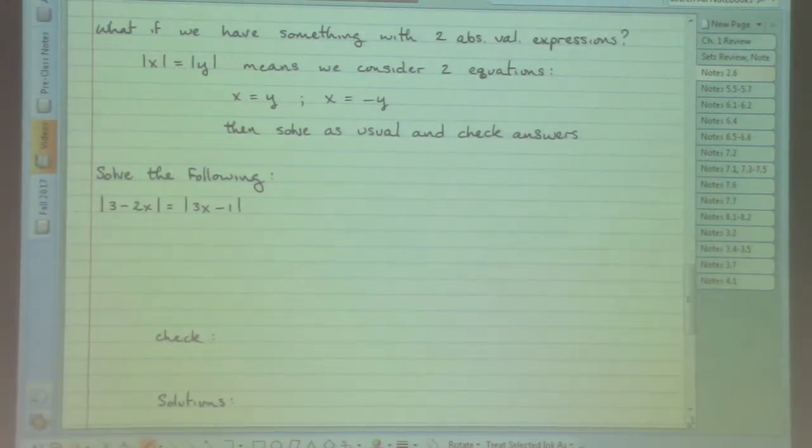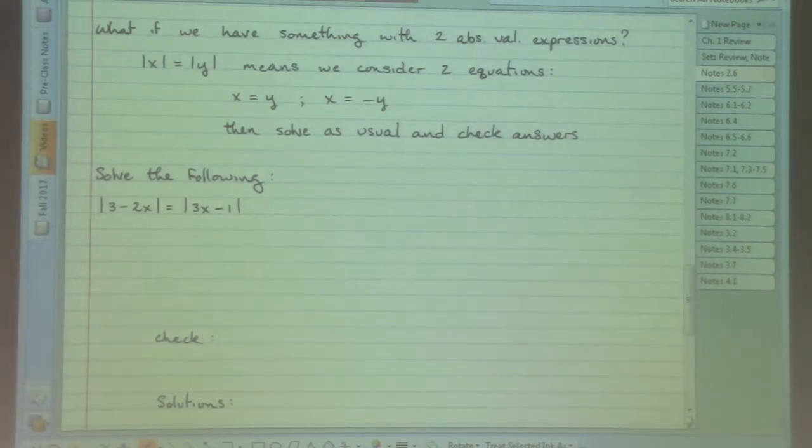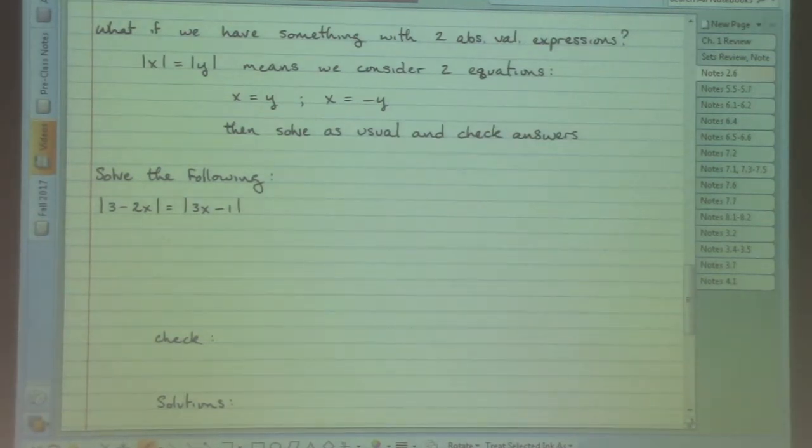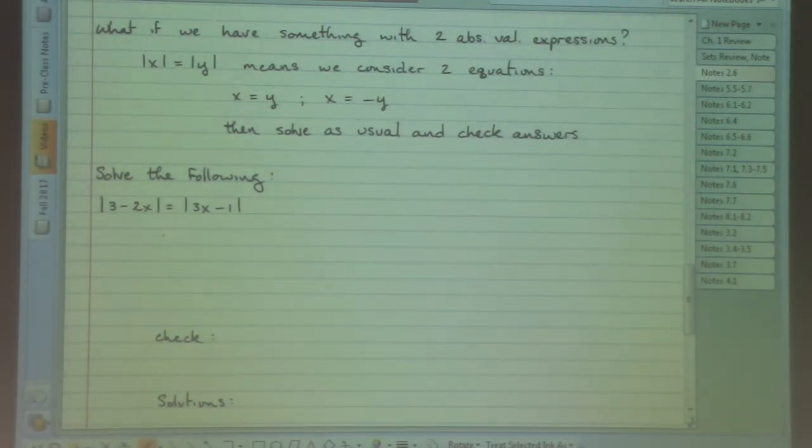So if we consider still only two equations, thankfully no more than that, we can try to work out what possible answers we might have. So in this particular case, we would say the inside stuff on the left, 3 minus 2x, could be identical to the inside stuff on the right, 3x minus 1.